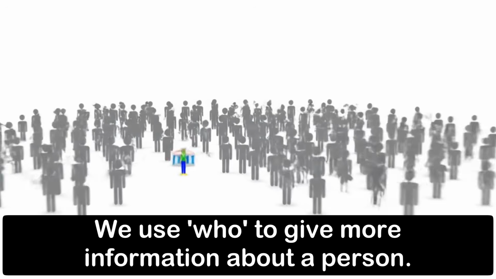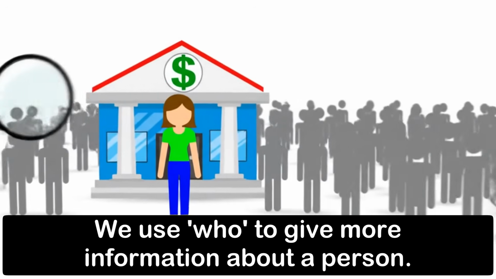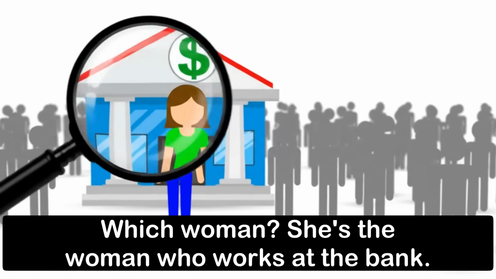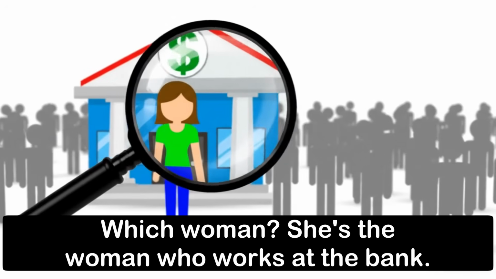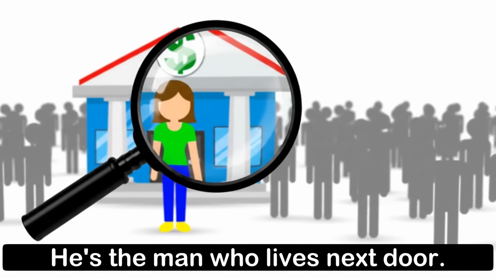We use who to give more information about a person. Which woman? She's the woman who works at the bank. He's the man who lives next door.